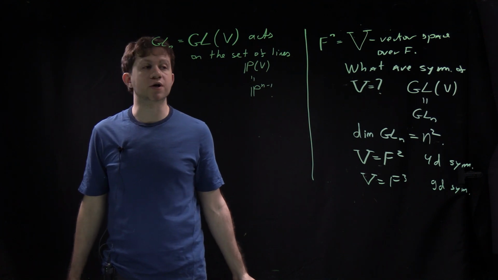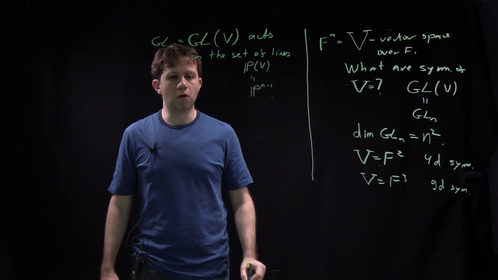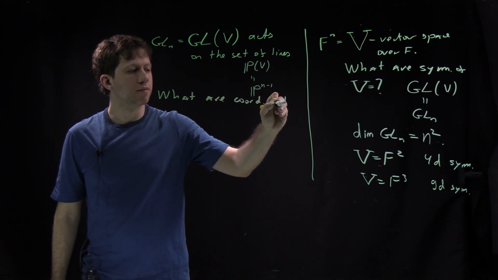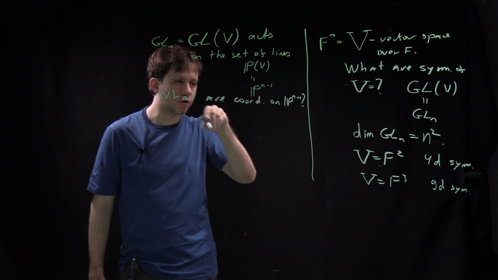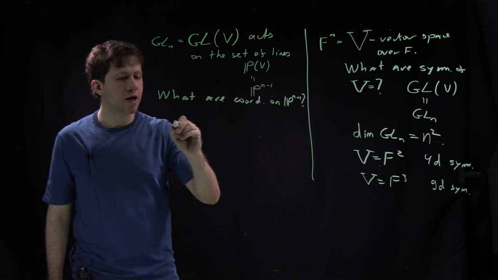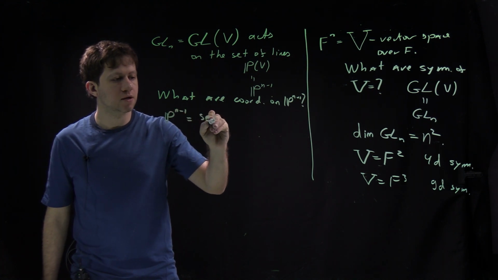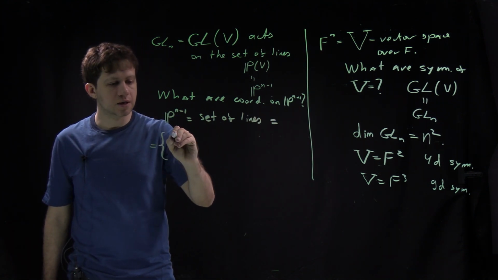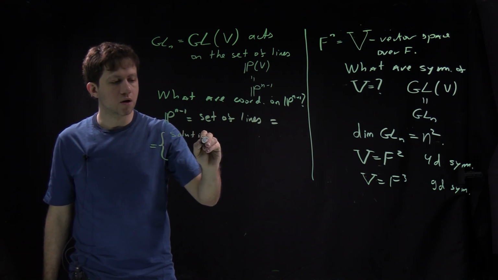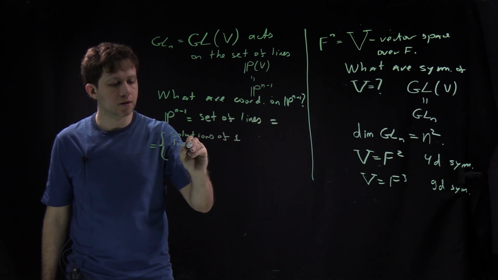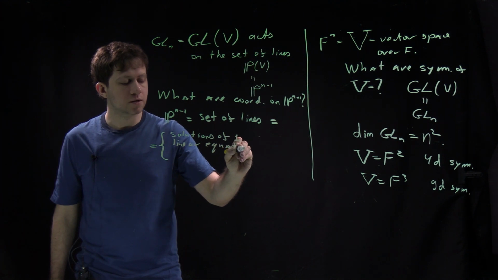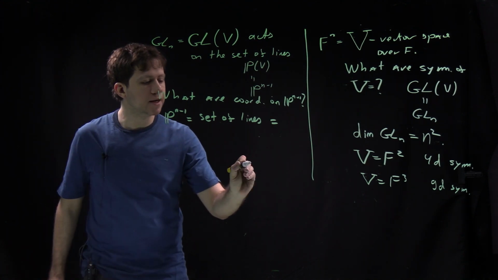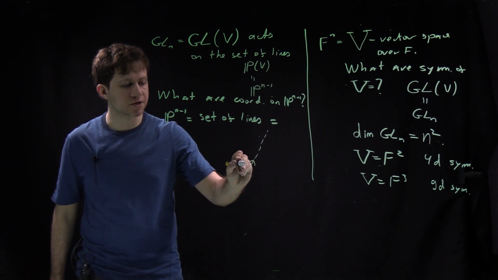So for this I want to introduce some coordinates. How to coordinatize this space? What are coordinates on Pn minus 1? Suppose you want to somehow determine each point. So Pn minus 1 is a set of lines. Let me do it differently. So what is a line? Every line is a one-dimensional subspace, so you can take a vector along the subspace.